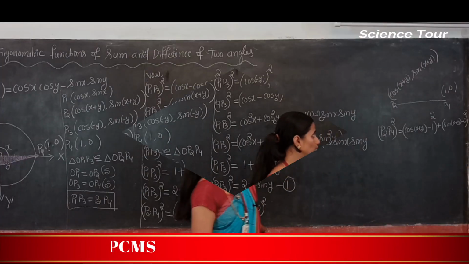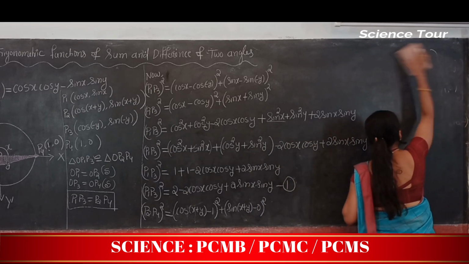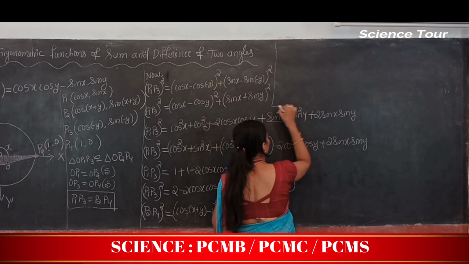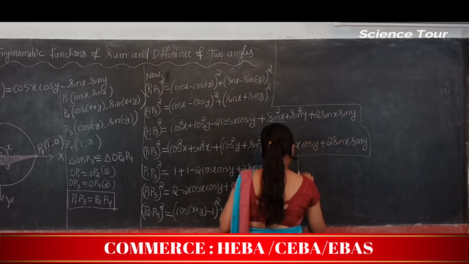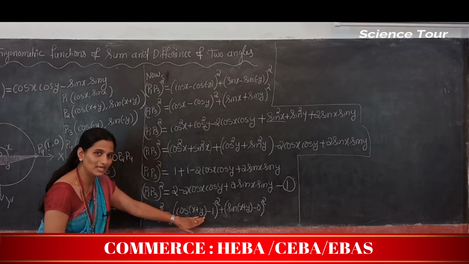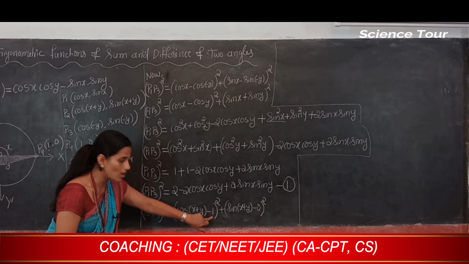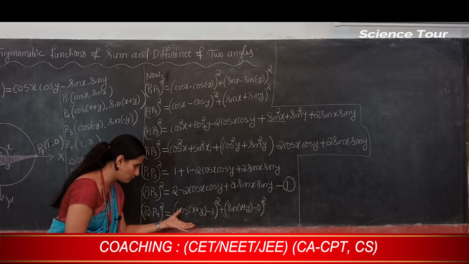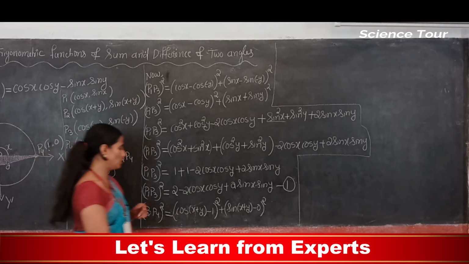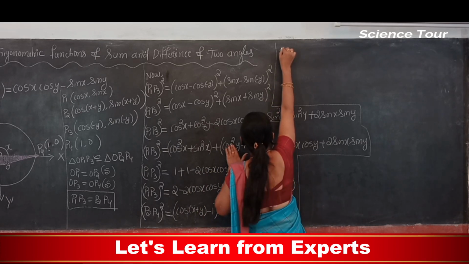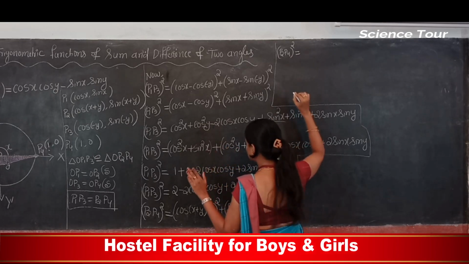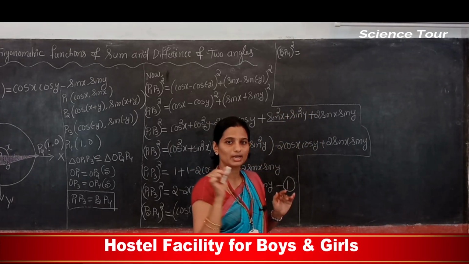Now how to simplify that one? See, it looks like a formula. Which formula is it? The formula is a plus b and a minus b. See, cos(x plus y) is a, minus 1 is b. So it is in the form of a minus b whole square. So a minus b whole square is, P2 P4 whole square is equal to a square plus b square minus 2ab.